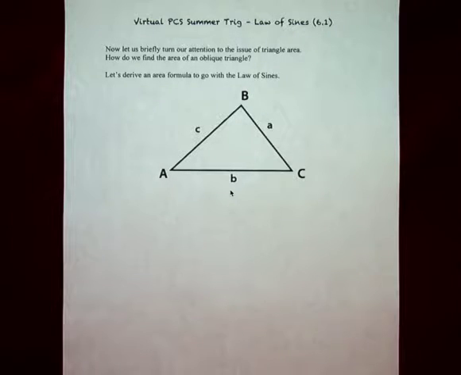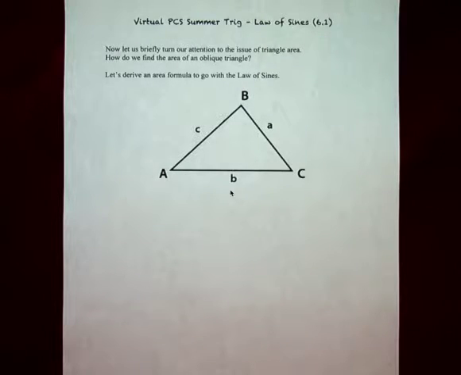So, what we're going to do in this one: we figured out how to solve, quote unquote, the oblique triangles, meaning finding all of their angle measurements and their side measurements given a certain amount of information. What we also need to determine is how do I find the area of an oblique triangle?